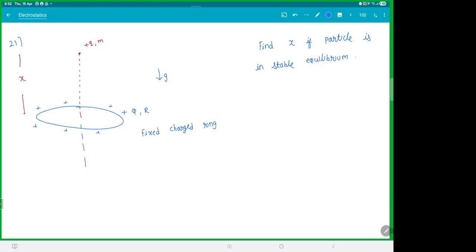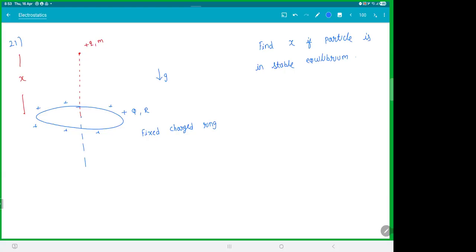So if I ask you this question, find x if it is in equilibrium, then what will be the answer? And if I say find a stable equilibrium, the whole game changes. So a simple mains question would be this: at how many points can I keep it at rest? That would be a mains question. Find the stable equilibrium. That will still become a decent advanced question.